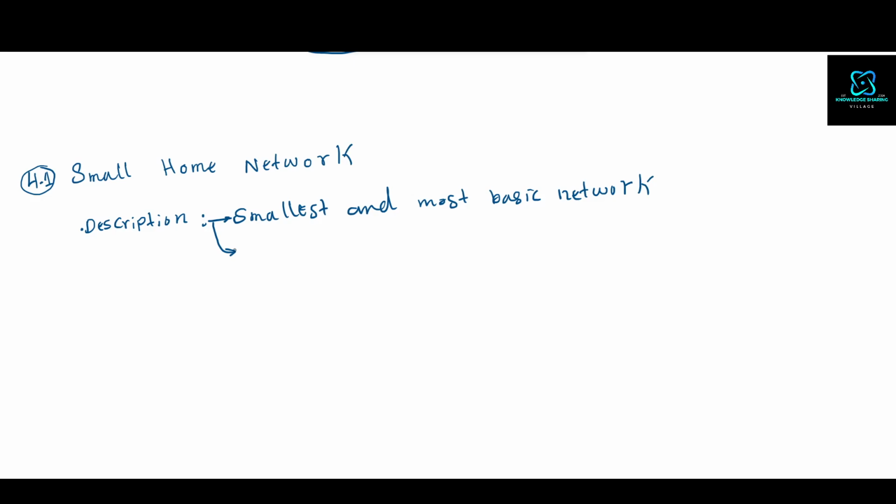Here we are going to learn 3 points. I have categorized them here. First we are going to describe, then characteristics, and then the scope or coverage area. As I mentioned, because it is networking fundamentals, we are not going too deep. We will just describe and gain the basic knowledge or understanding about what a small home network is.